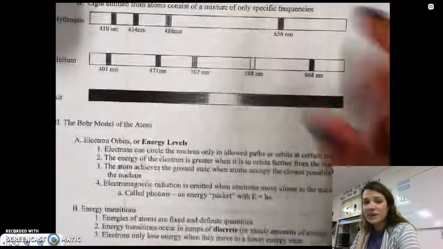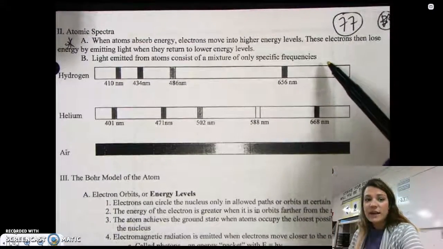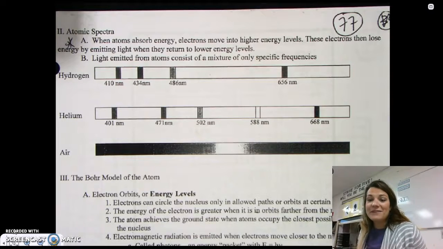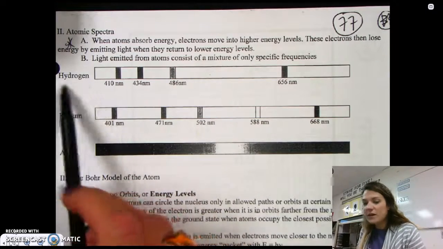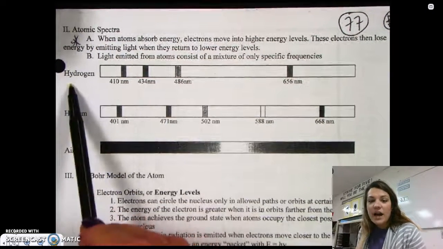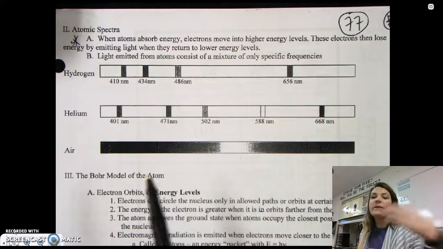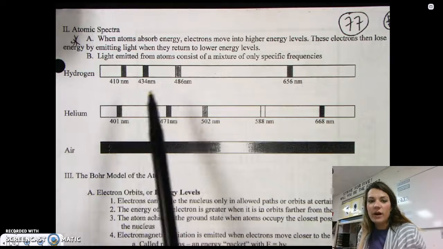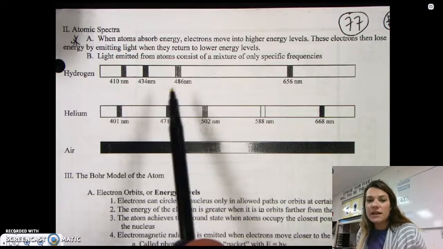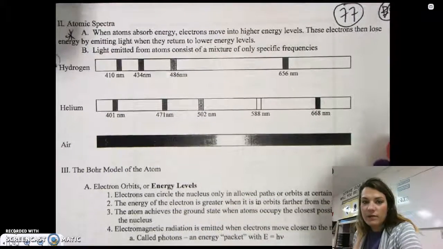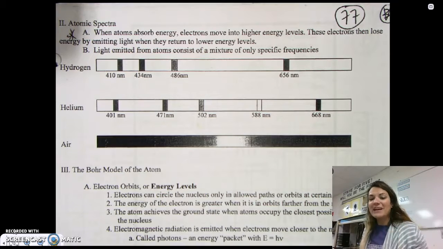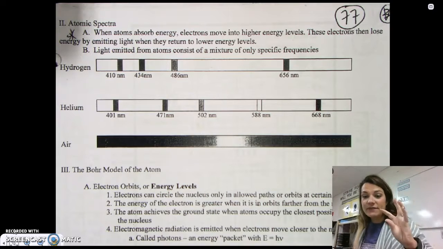And that's kind of what this is telling us up here. It says light emitted from those atoms consist of a mixture of only specific frequencies. So for instance, you can't really see the colors here, but that's okay. Hydrogen will give off a photon or have some sort of frequency at 410 nanometers wavelength, 434 nanometers wavelength, 486 nanometers wavelength, and 656 nanometers wavelength. And that is very specific to hydrogen. No other atom will have this, because hydrogen's electron excitation is very specific to its atom.